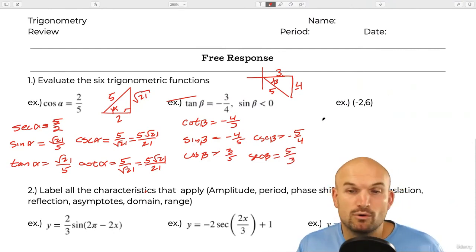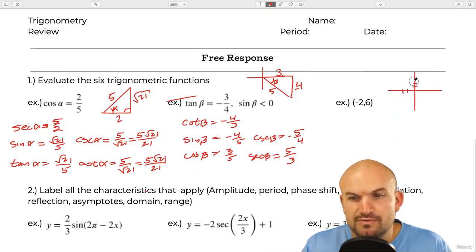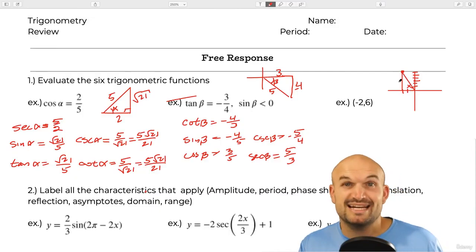And then the last one is a coordinate point. In this one, you're just going to want to sketch the graph. So here we'll have a negative 2, and then 6. 1, 2, 3, 4, 5, 6. Go ahead and plot the point and create that right triangle. Again, you can use any angle you want to, but you're going to have to pick something. In this case, I'll just use x.